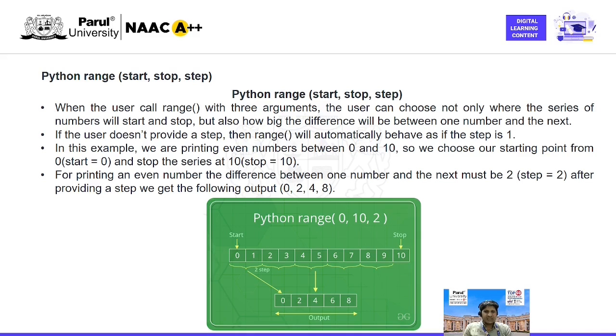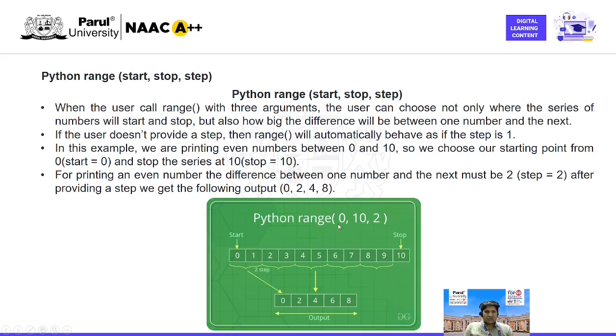Even numbers means 0, 2, 4, 6, 8, 10, like this. How much is the difference between the first even number and the second even number? It is 2. 0, 2, 2, 4, 4, 6, 6, 8. It means the difference between two terms, or two numbers, is 2. So we have to provide the step value as 2.